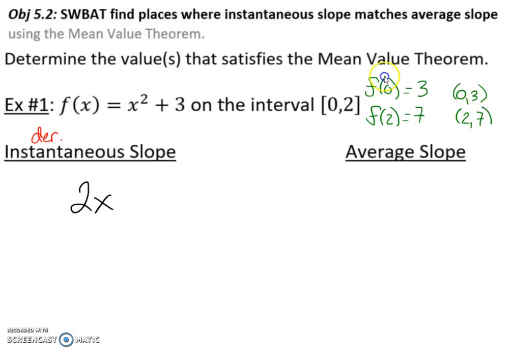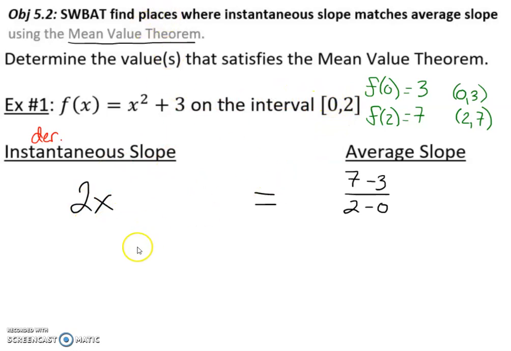Probably could have done this completely in your head. So our average slope would be y2 minus y1 over x2 minus x1. So that's 7 minus 3 over 2 minus 0. And what the mean value theorem says is that because our function is continuous and differentiable on a closed interval, these two values, the instantaneous slope and the average slope, must be equal, and therefore we can find a value of x in between 0 and 2.